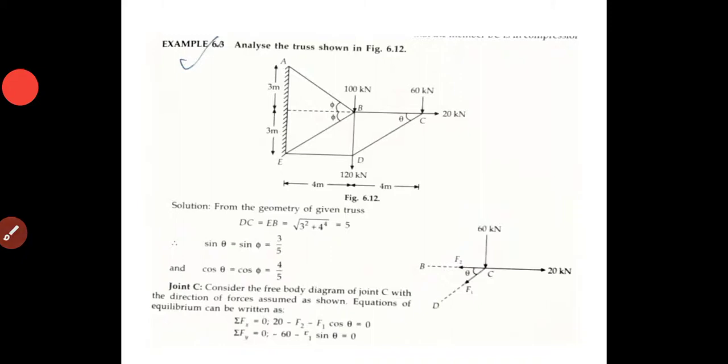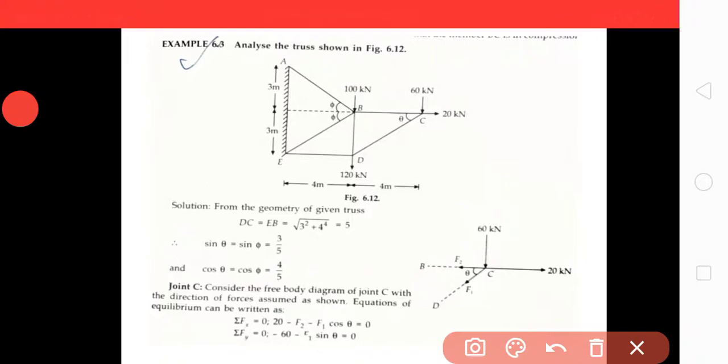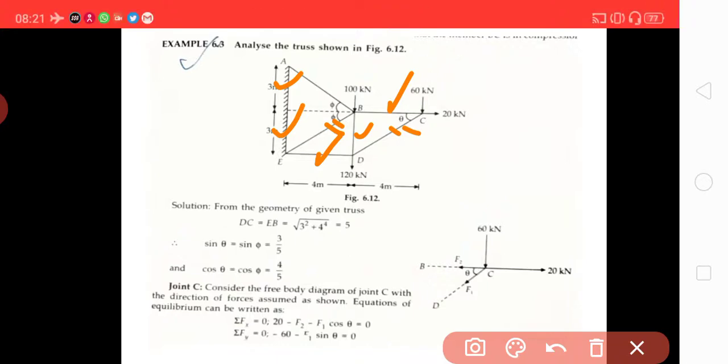Now, consider another problem, 6.5. Analyze the truss shown in figure 6.12. This is a cantilever truss. Here you can find this is 3 meter, this is 3 meter, and parallel to it, this is also 3 meter. Similarly, this is 4 meter, this is 4 meter, which means these two will be equal in dimension, and this will also be equal. This one and this one will be of equal length.